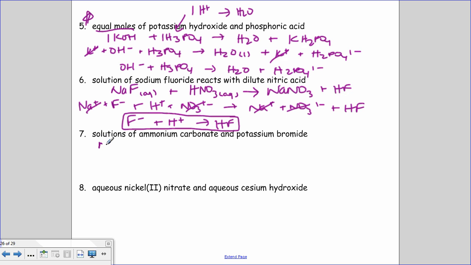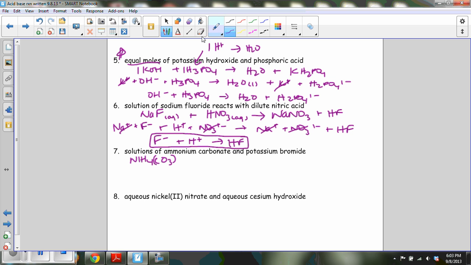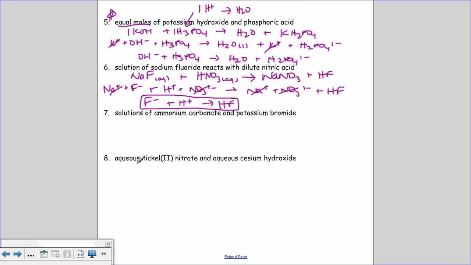Next, solutions of ammonium carbonate, or (NH4)2CO3. See if I can put this little 2 right here. Alright, let's try this again. Alright, okay. So solutions of ammonium carbonate and potassium bromide. This is a double replacement reaction again.